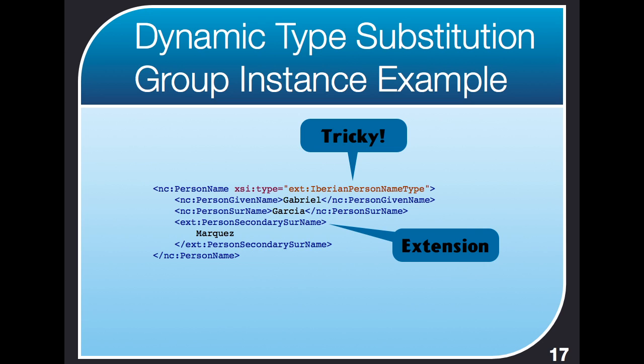So does that mean this one is best? In some cases, sure, but in other cases, not so much, because there's a couple of problems. Problem number one is dynamic type substitution in instance documents is not always well supported, so you might be in an environment that just doesn't do that. But the other problem is that there is nothing in the schema that tells us this is going to happen.